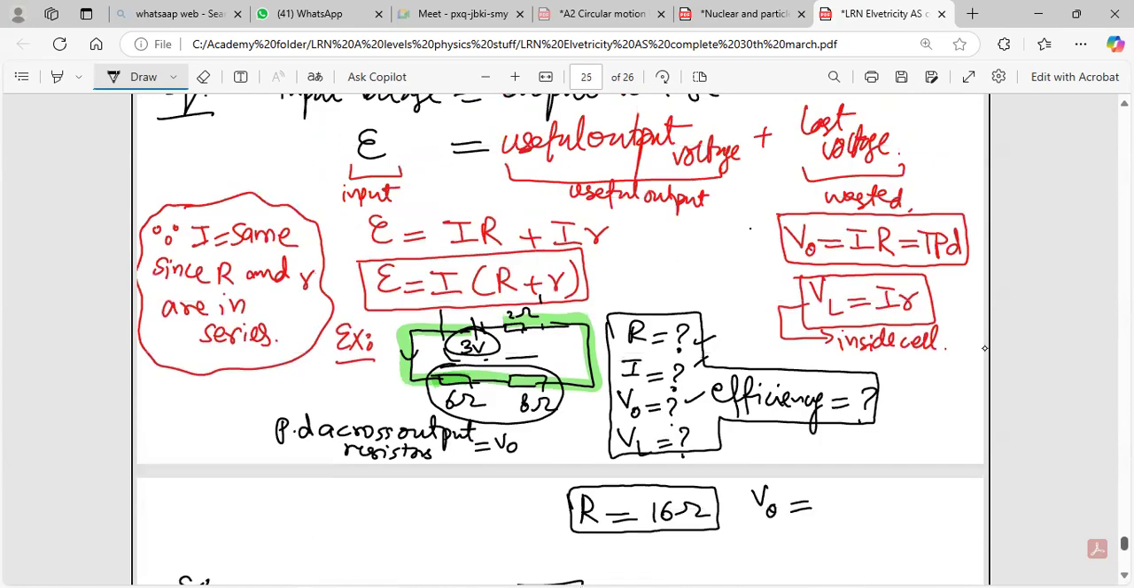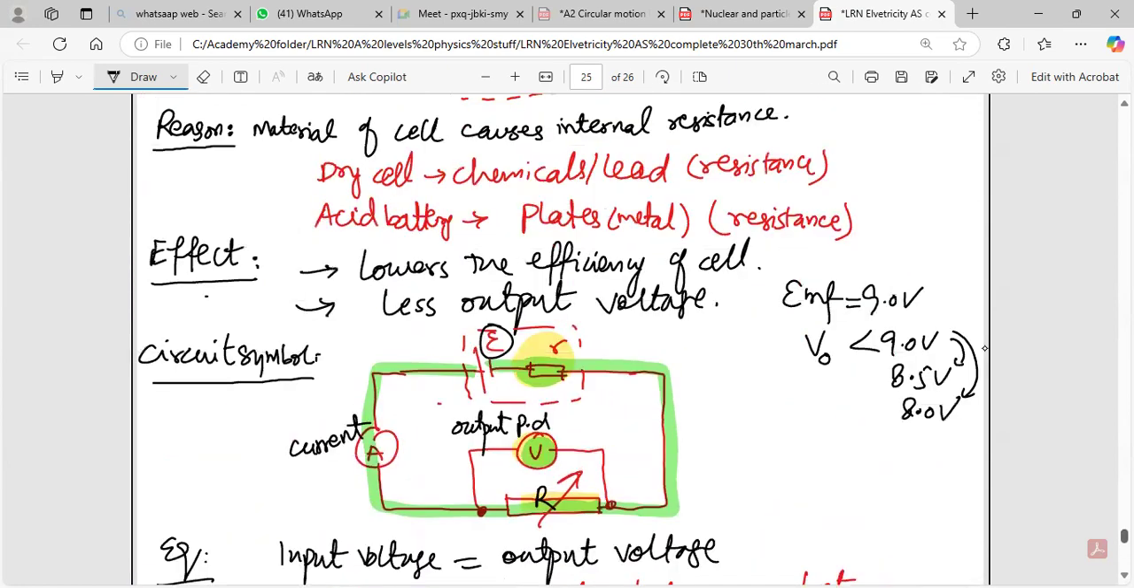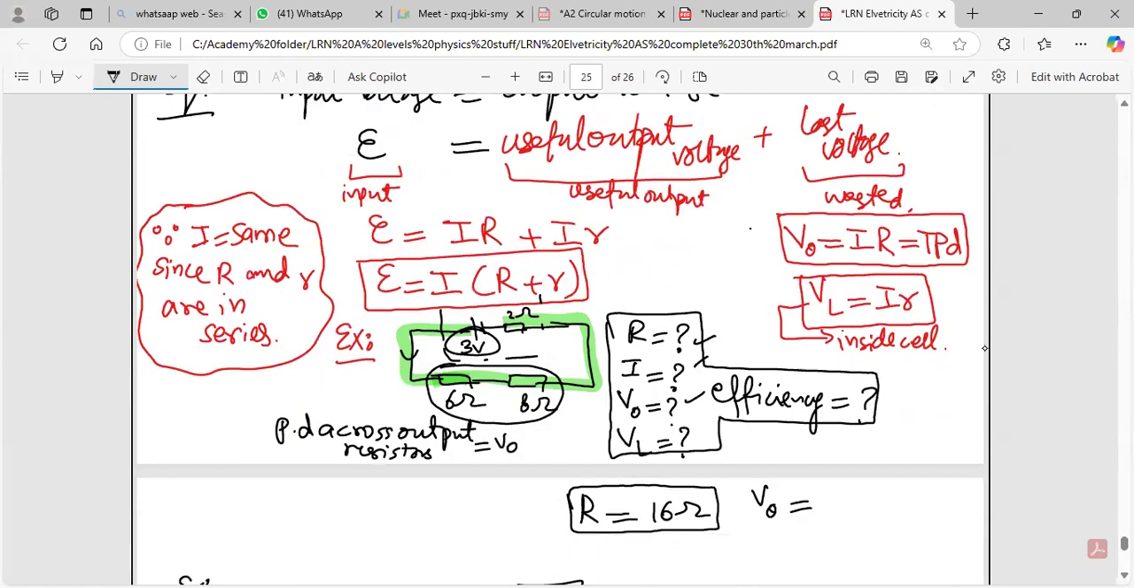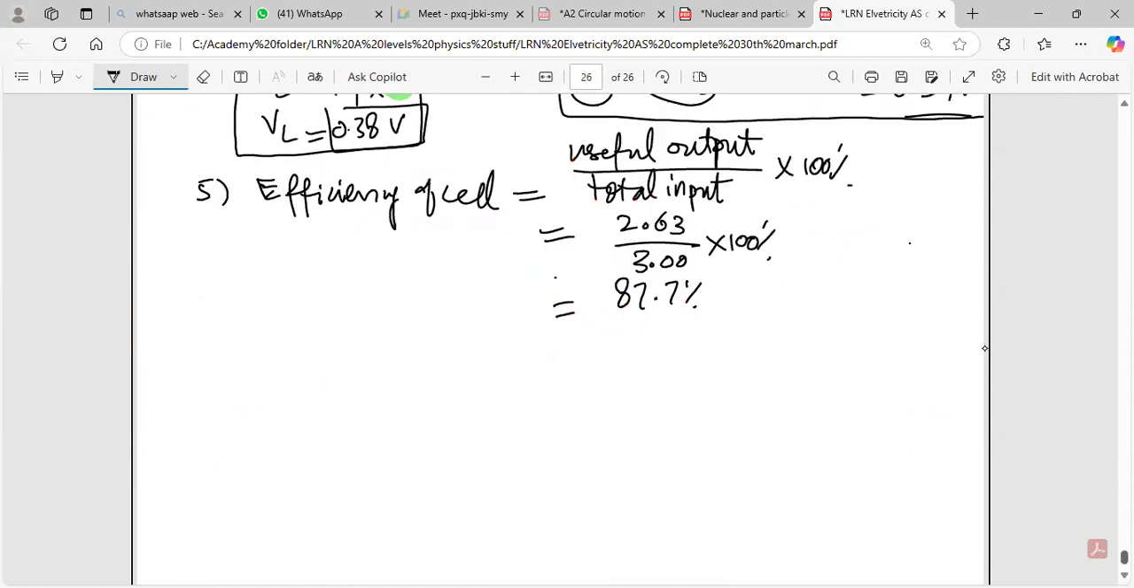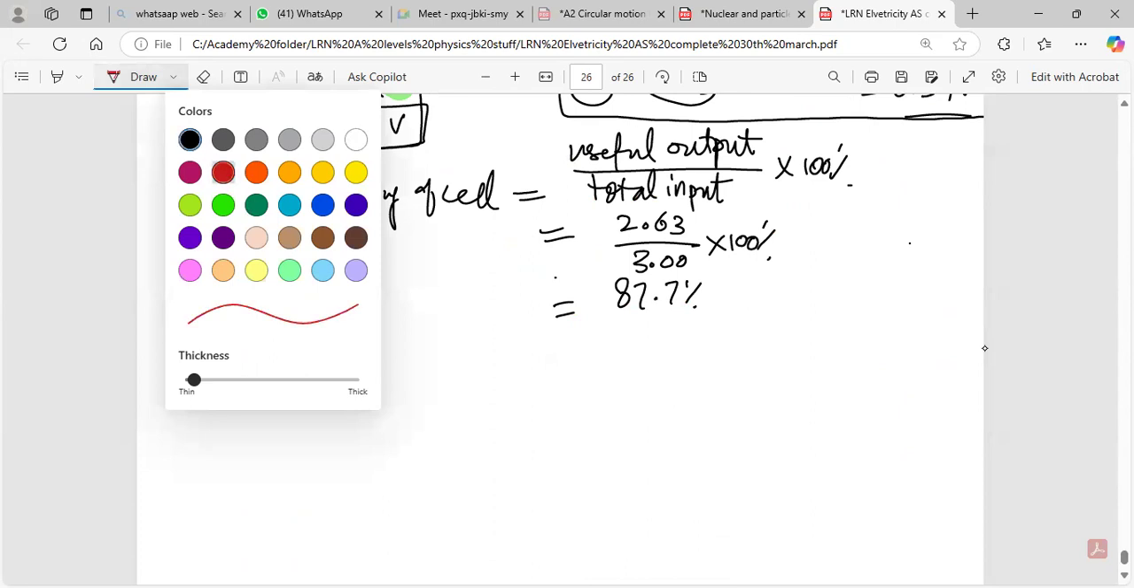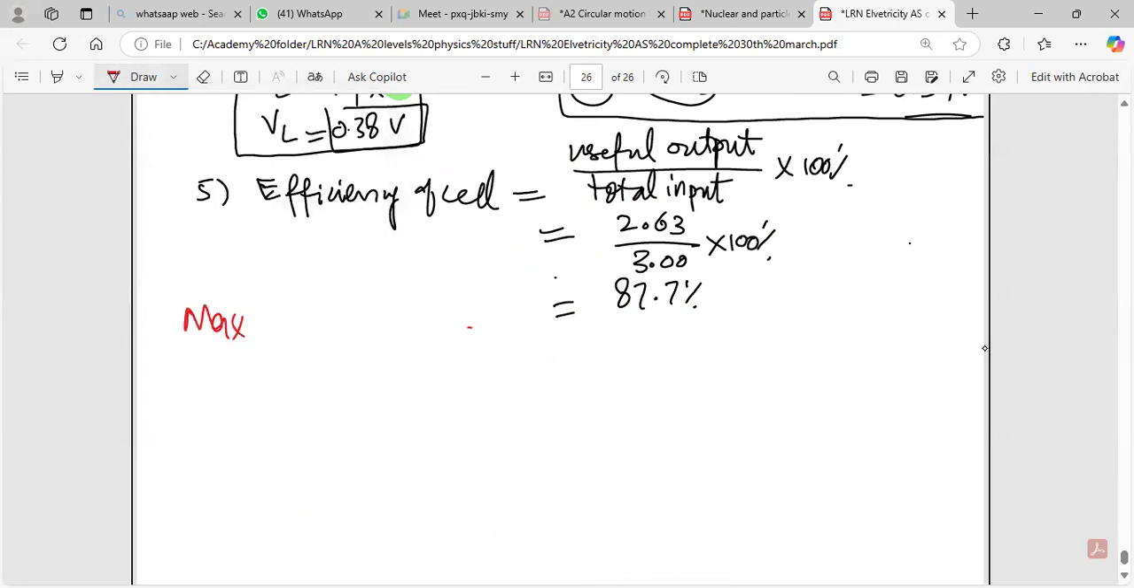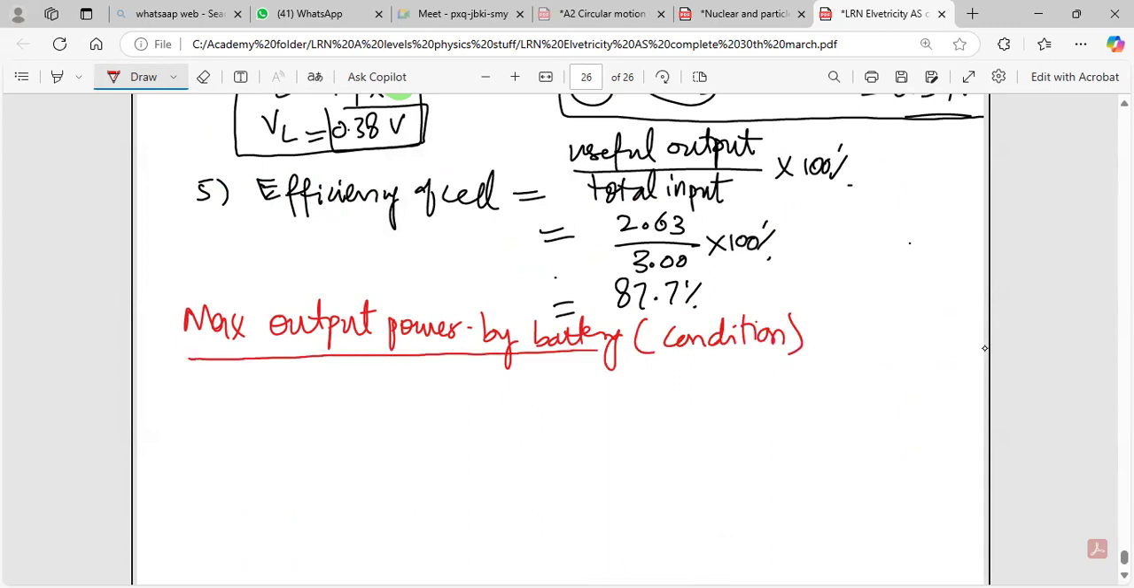Okay. So we just have learned the definition of internal resistance, its symbol, then its formula, and how you can apply its formula. Now we have to look for one more thing, which is maximum output power by battery. And we have to look for the condition in which a battery with internal resistance can give you the maximum output power.